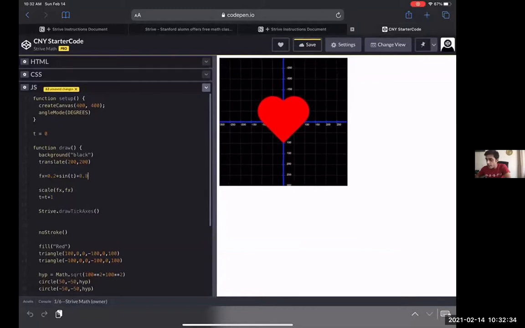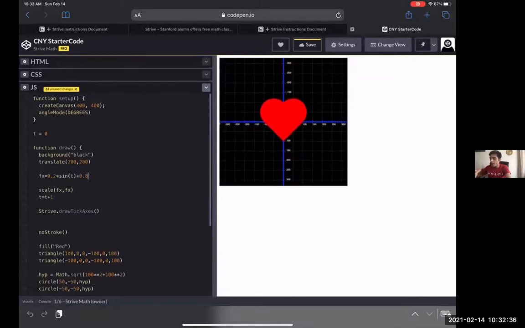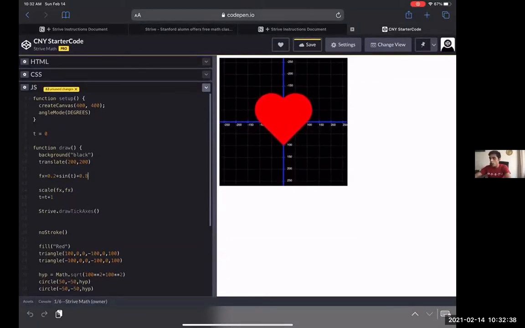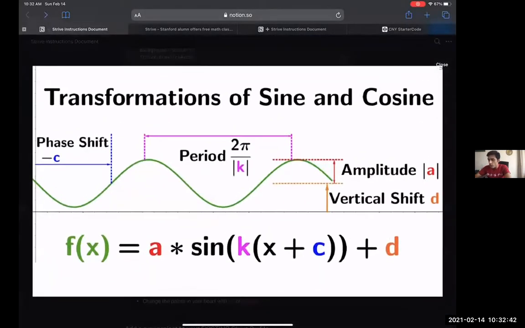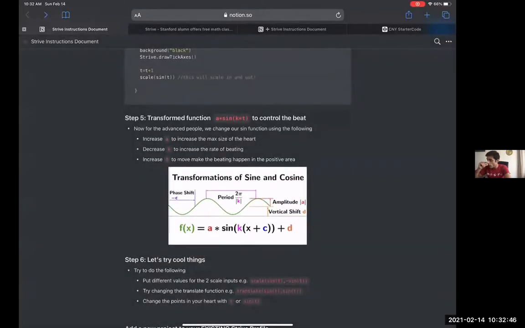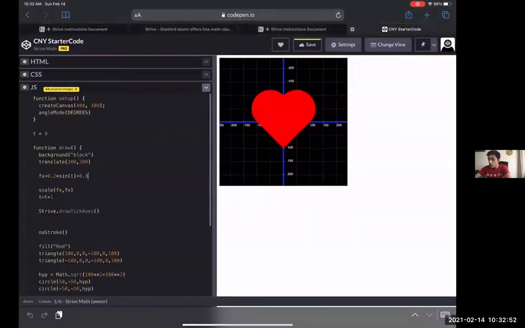And now the last piece is we want it to beat faster. So how can we make it beat faster? If we change k, the value of k, which is the period of the sine curve, we want to make it smaller. So I will make, it says decrease K to increase the rate of beating. Okay, so let's increase K.